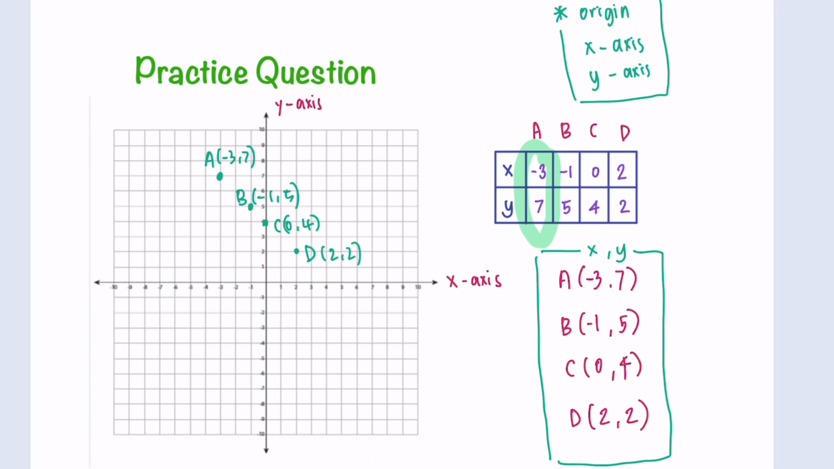And the 4 points are plotted. Let's check and see if these points make up a straight line. Are we able to connect the 4 points and form a straight line? And the answer is yes.